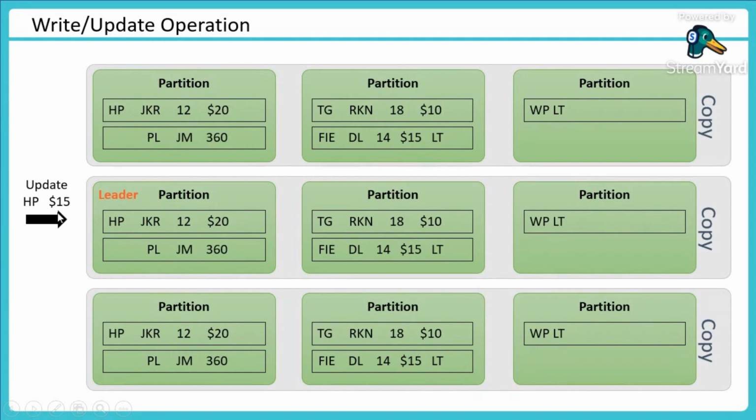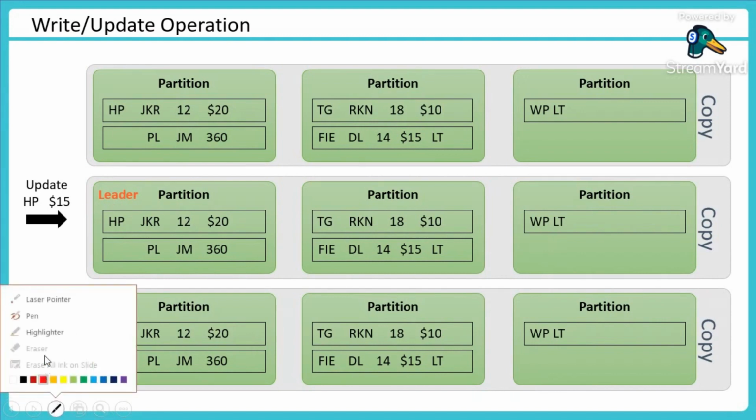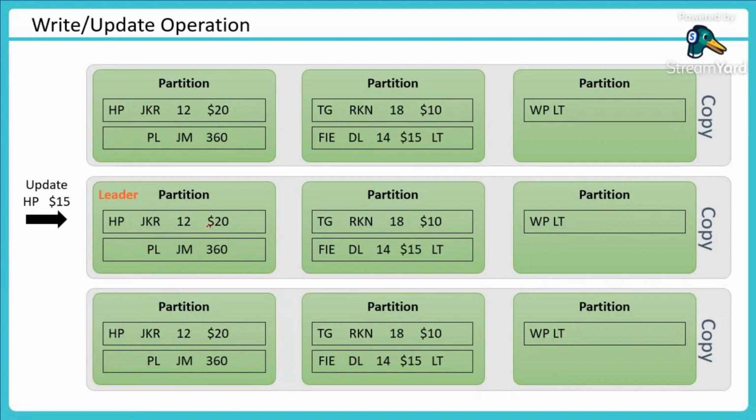Now, what if we just write data into this leader and say, okay, let me update $15 here. And as soon as we update the data, let's say this copy is unavailable, network outage or something. Then my data would be lost. So we don't do that.